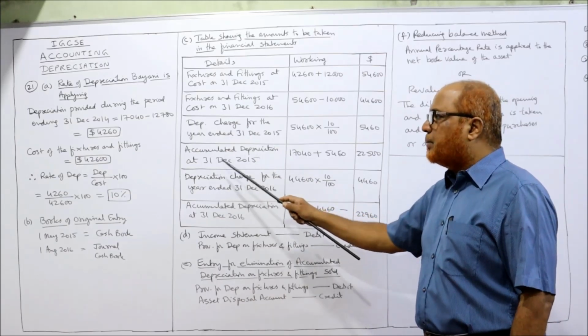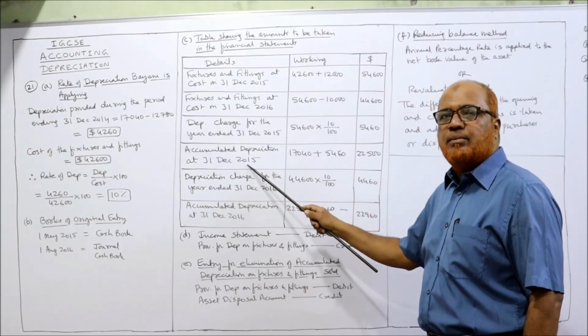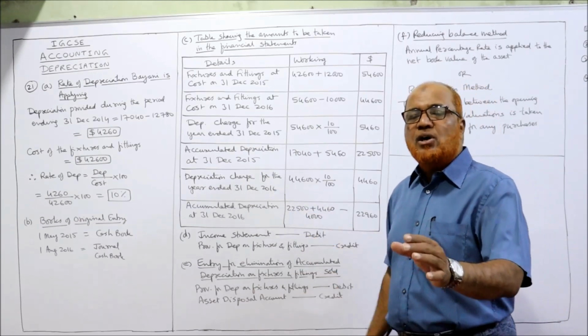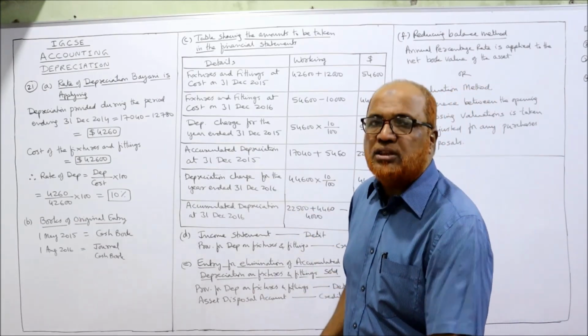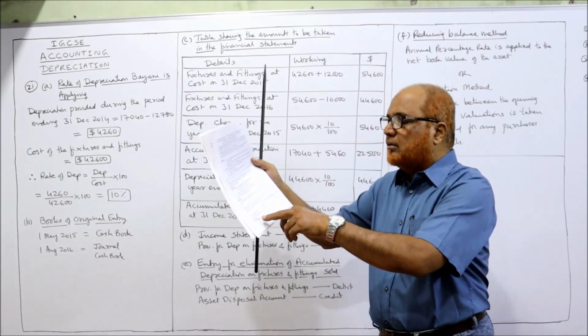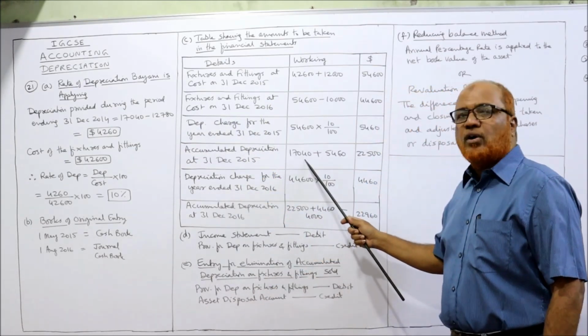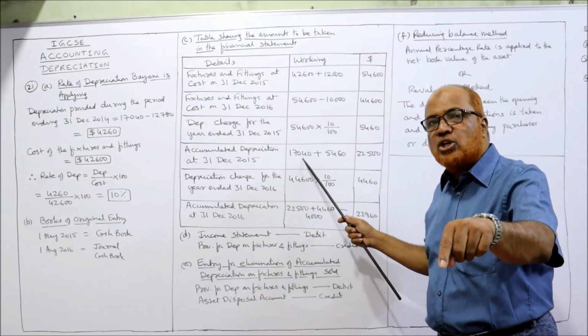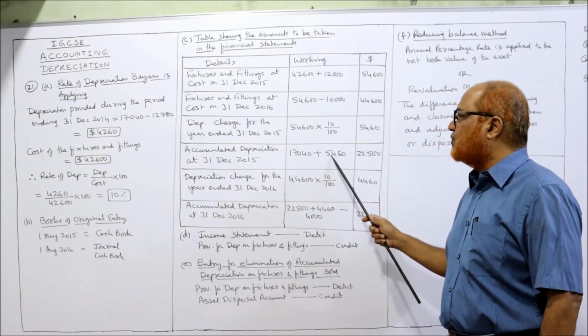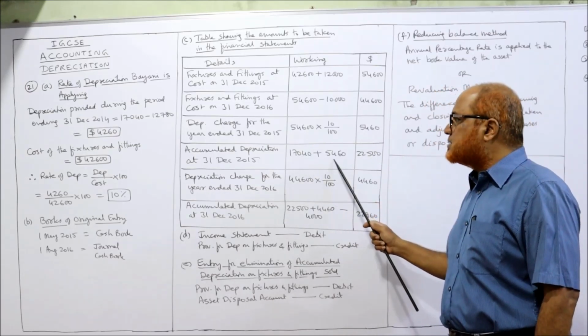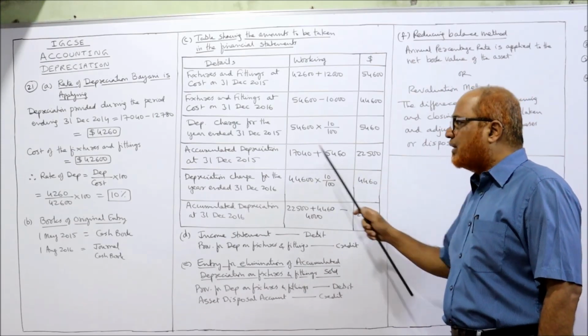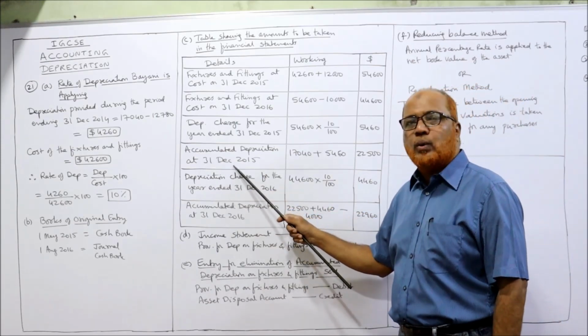Now accumulated depreciation at the end of 31st December 2015. So first, what is the accumulated depreciation at 31st December 2014? 17,040. So 17,040 plus depreciation provided during the current year 5,460. So total accumulated depreciation is 22,500 at 31st December 2015.